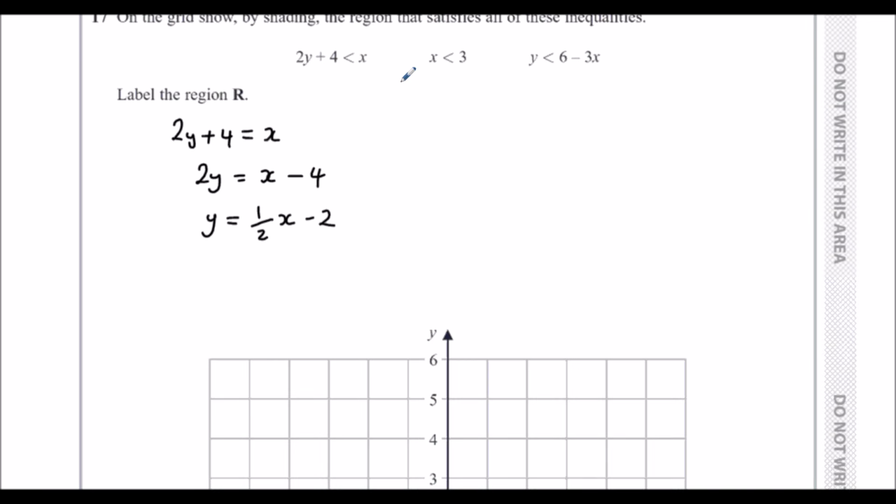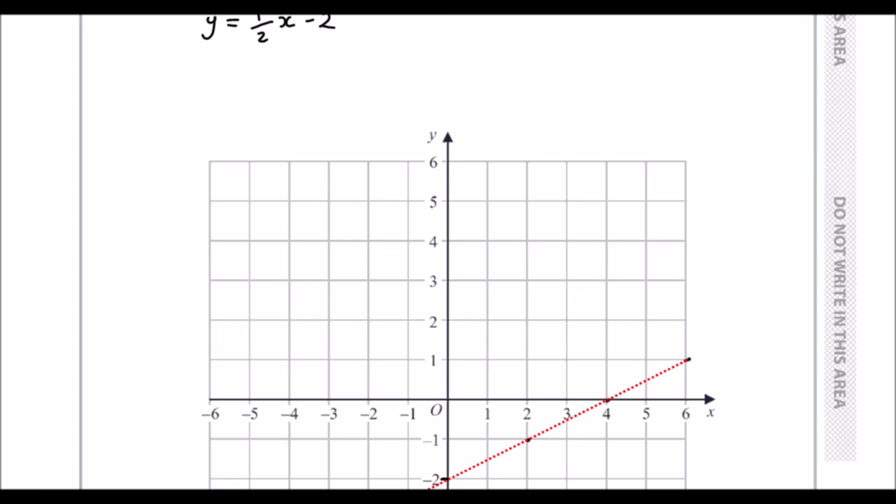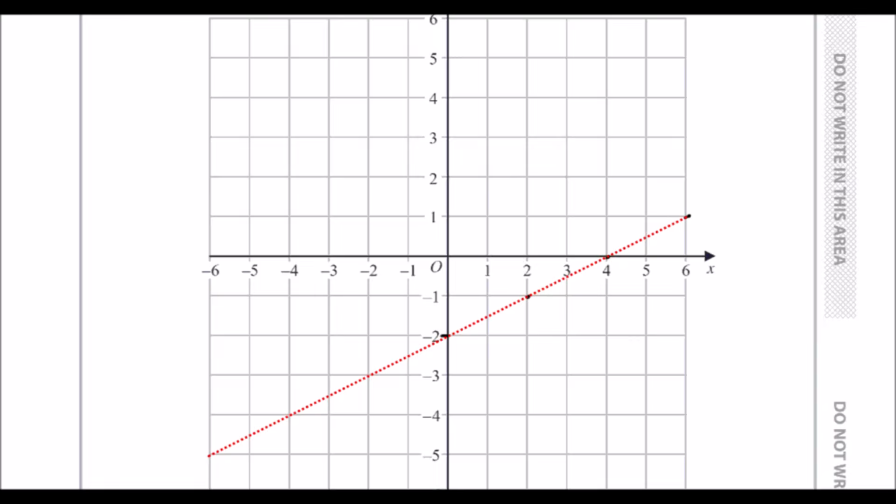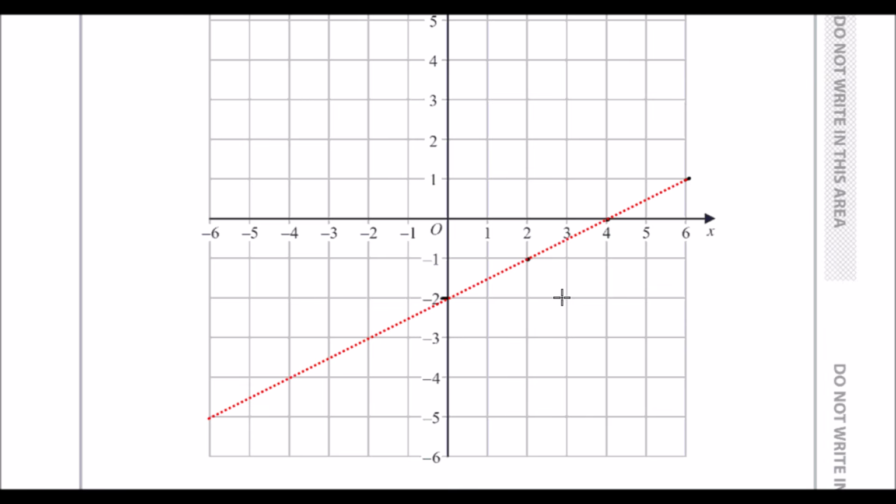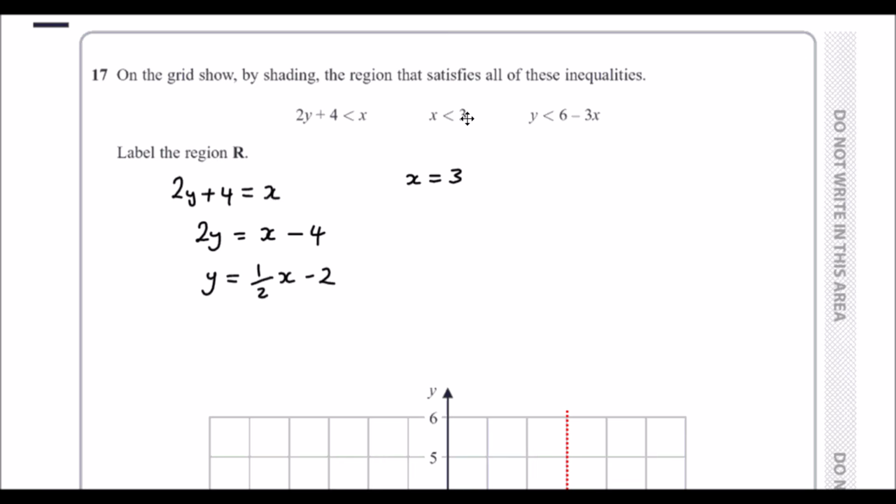That's our first line. Then we've got x is less than 3. So we'll draw x equals 3. So all the points where x equals 3, here, here, here, here, and so on. So that's our straight line. And again, we want a dotted line because it's not x is less than or equal to 3, it's just less than.